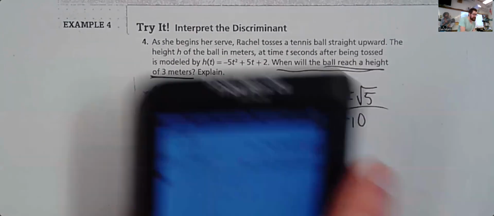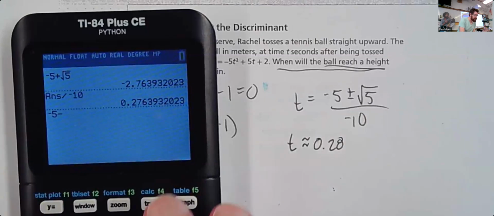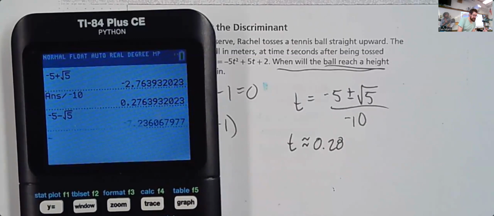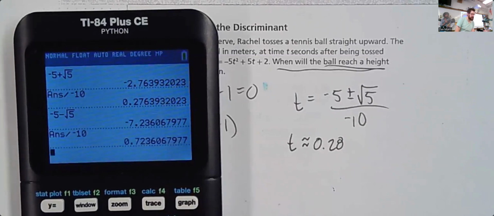So now let's do the same thing. We'll do -5 minus the square root of 5, because there's 2 answers. And then when we're going to say enter, we'll divide that by -10. Oh, that says 0.72.